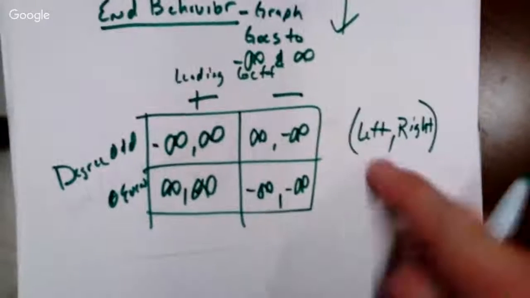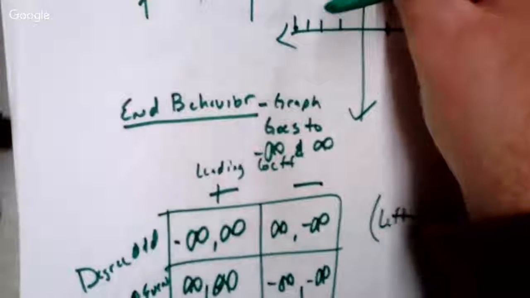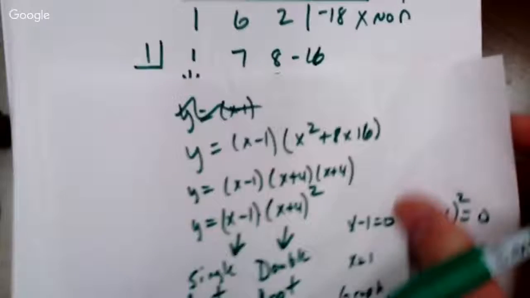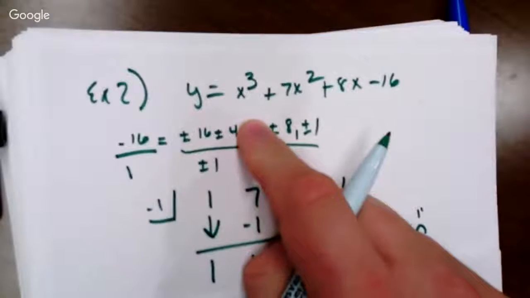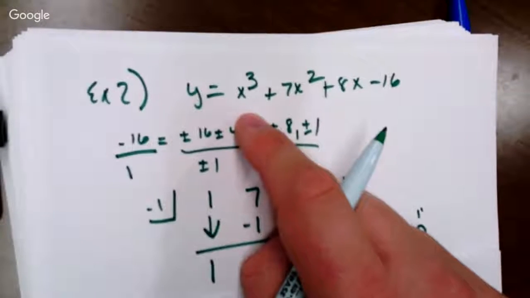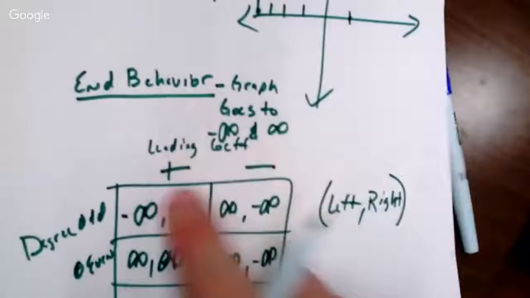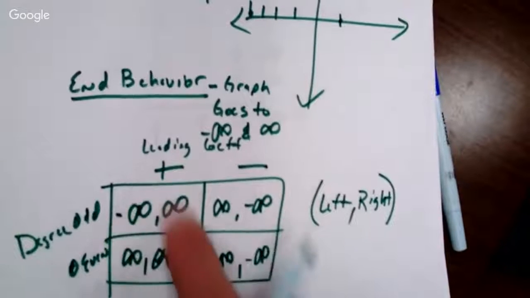But okay, so what do you got to do after that? Let's look at our original equation. What's the degree of this puppy? 3. Is that even or odd? Odd. What's our leading coefficient? 1. Is that positive or negative? That's positive. So we've got an odd degree and a positive leading coefficient.